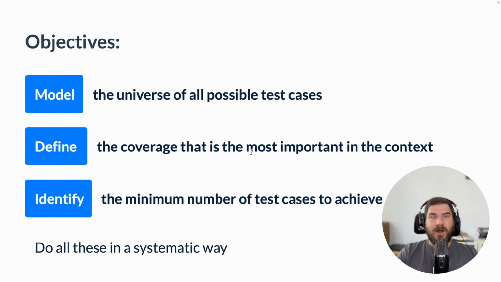So my objectives with this workshop are the following. I'm going to teach you how to model the universe of all possible test cases. I'm going to teach you how to define the coverage that is the most important in the context. And I'm going to teach you how to identify the minimum number of test cases to achieve 100% coverage. And we are going to do this in a systematic way. That means everybody that applies the same test design techniques that I'm going to teach you should generate the same number of test cases, and the test cases should look pretty similar.